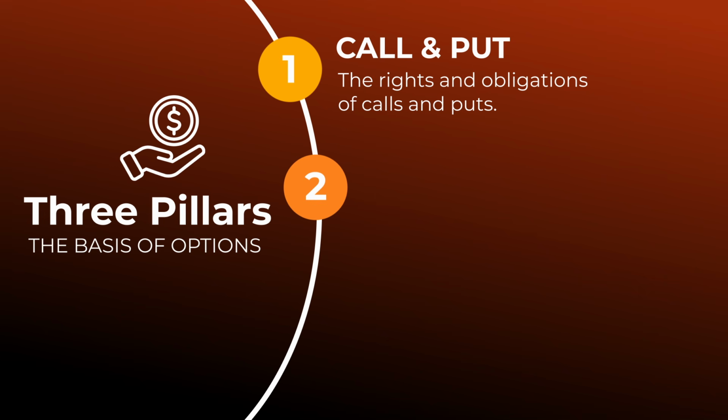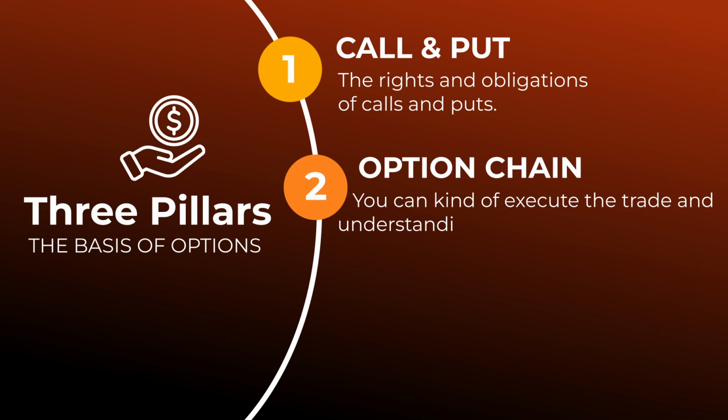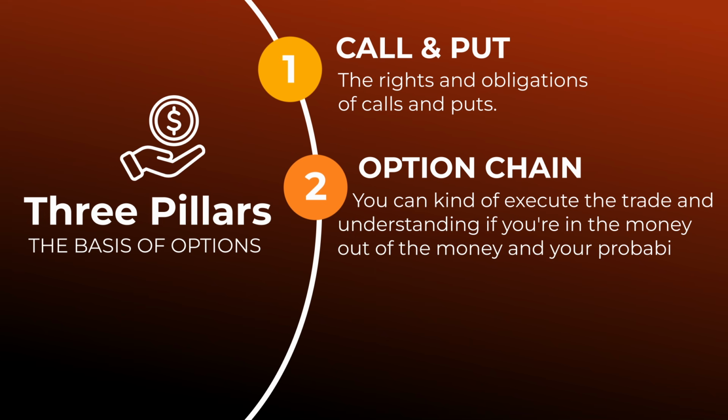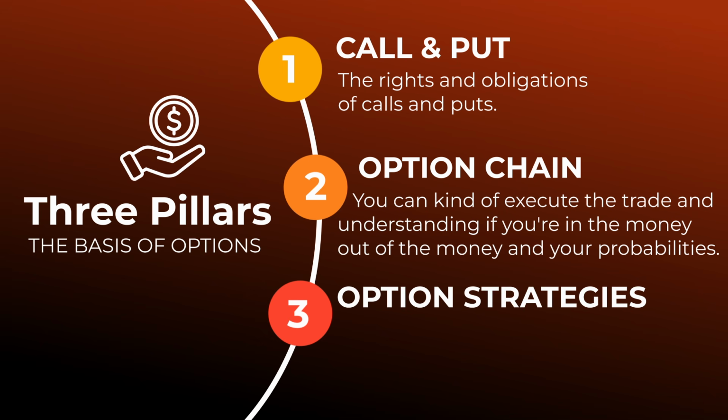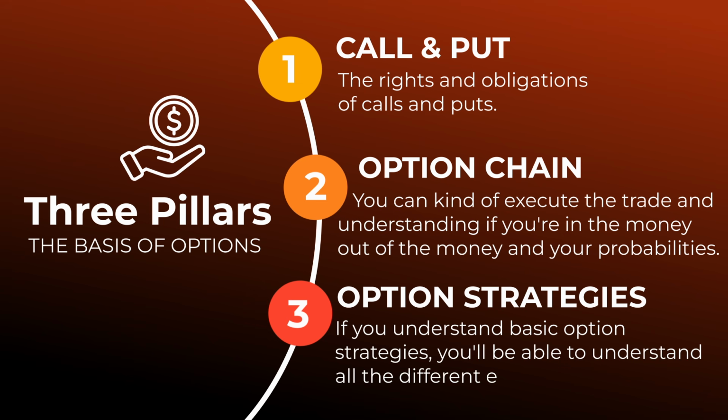The second pillar is what we're going to be talking about today, and that's the options chain. That's where you actually buy calls and puts. You can execute the trade and understand if you're in the money, out of the money, and your probabilities. So the option chain is very, very important to master. And then the third pillar is understanding basic option strategies, because if you understand the basic option strategies, you'll be able to understand all the different exotic things people come up with out there, because they're just deviations from the basic option strategies.